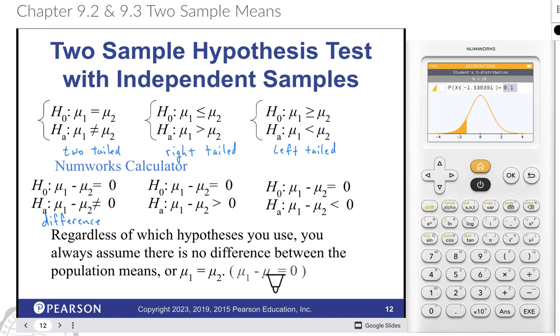So the one we can always use is that the null hypothesis is that there is no difference. And again, that's embedded into the calculator itself, so we always start with this as our null hypothesis.